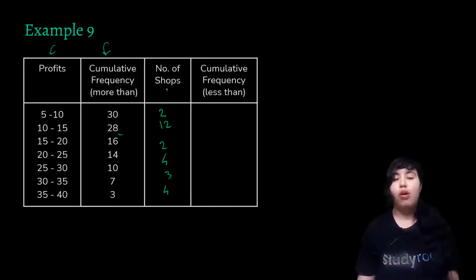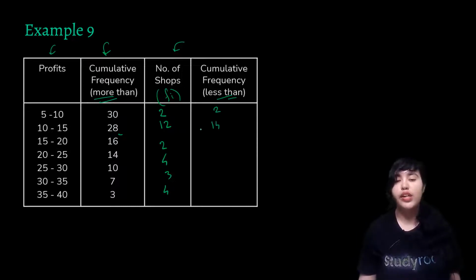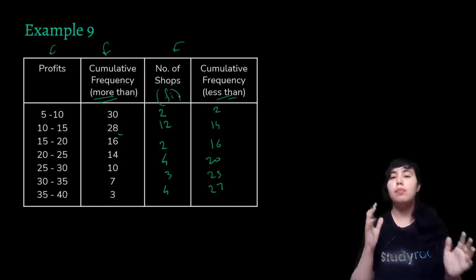So now if you've obtained the frequencies, can you get the cumulative frequency? But you will be saying that we've already been provided this in the question. Well, this cumulative frequency is different. That one is for the more than ogive and this is for the less than ogive. So how will you get that? You can look at the frequencies itself. It will be 2 for the first one, then 2 plus 12, 14. Then 14 plus 2, 16, 16 plus 4, 20, 20 plus 3, 23, 23 plus 4 will be 27. Okay. So now you need to plot the ogives.